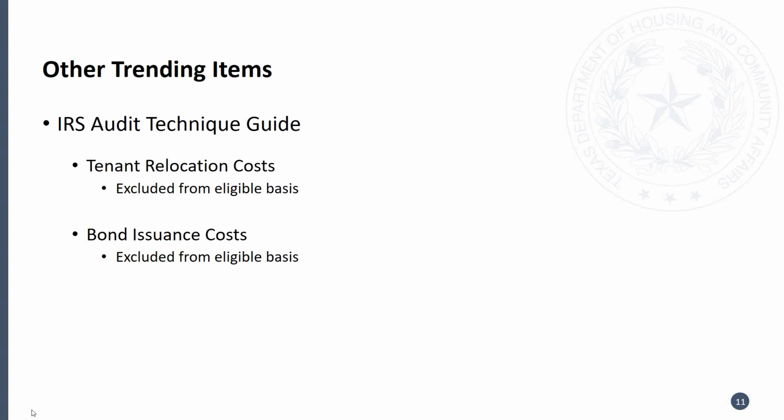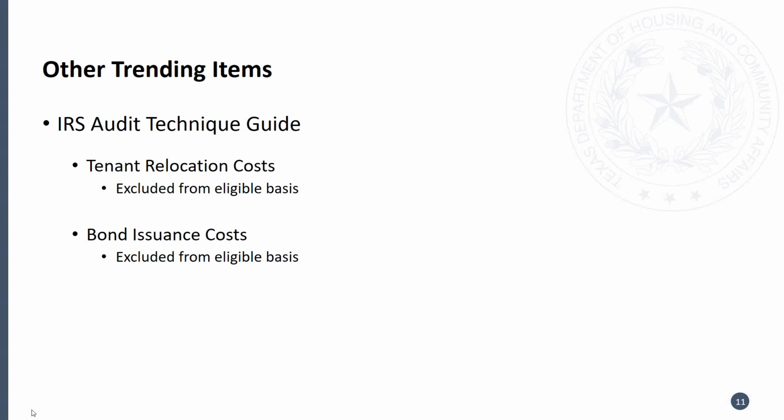Recently, the question of bond issuance cost was asked of the IRS because we're starting to see deals where bonds are really used for construction only, so the construction period, and then upon conversion, they go into a more conventional loan. So the question was asked, in that instance, can the bond issuance cost be included in basis? And the answer is no. It's still bond issuance cost, and they are not allowed.